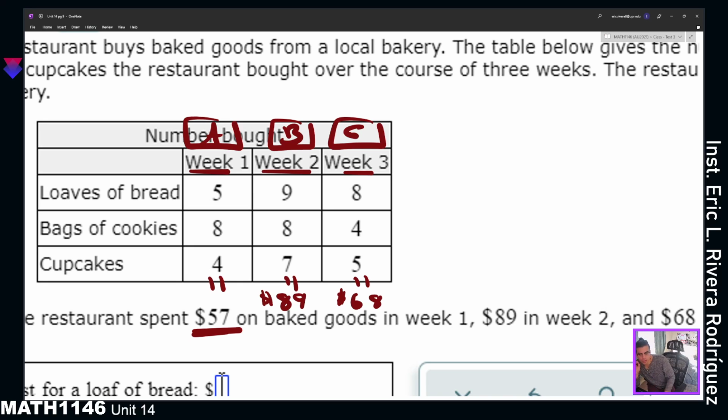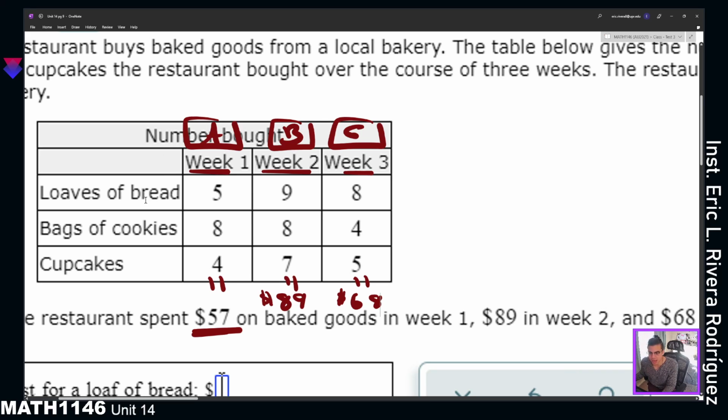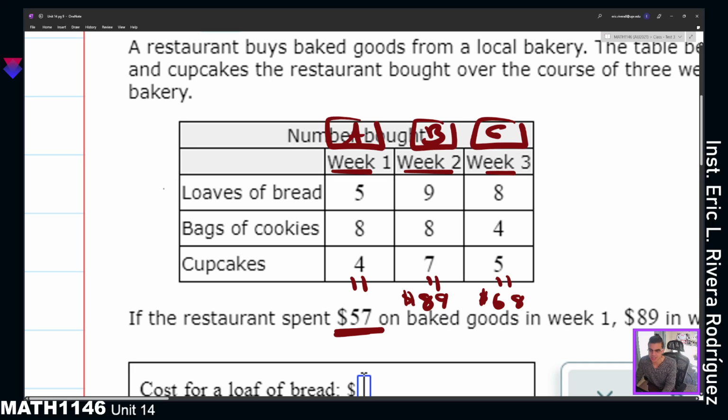Furthermore, we know the amount that this restaurant bought of each item. Each item here is acting as the unknown variable. The cost of each item is unknown, because that's what we are looking for, the unit cost of each item. So that is the unknown variable here.